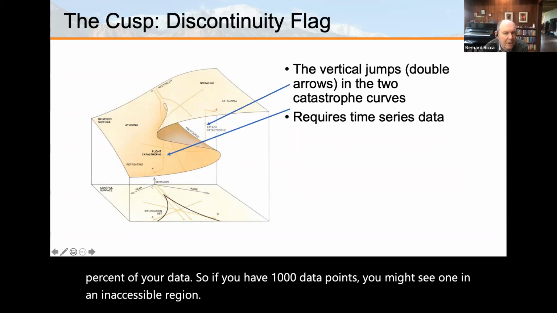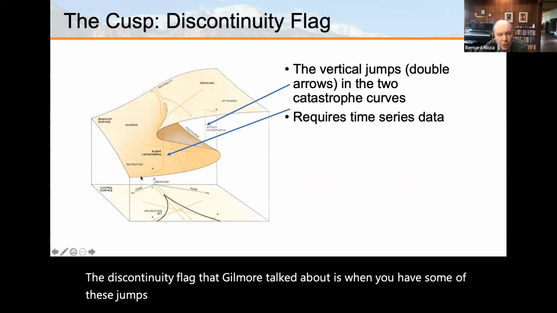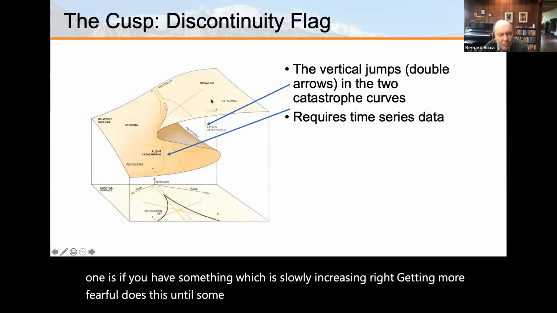Okay? The discontinuity flag that Gilmore talked about is when you have some of these jumps. And notice there are two places here you could have a jump. One is if you have something which is slowly increasing, right, getting more fearful, does this until some point it just snaps and it jumps up here.